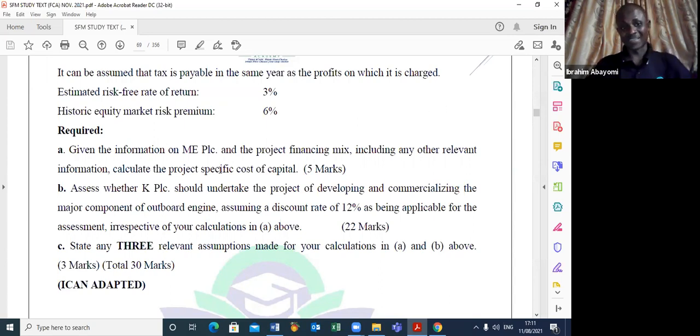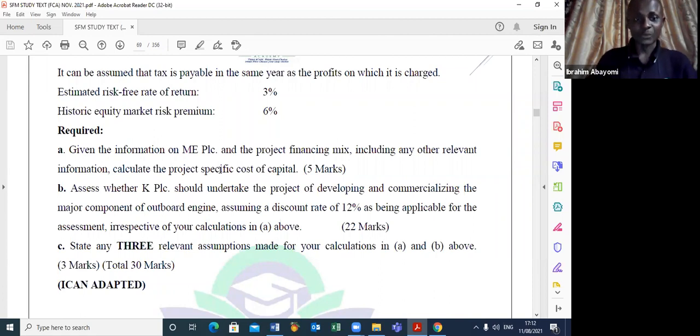So let's now go. You can see that this has given you an insight. You know that in A, you are going to compute the project-specific cost of capital. And you already know the principle: if you want to compute project-specific cost of capital, most likely you should have a proxy company. You should obtain the proxy beta, you should ungear, you should regear, then put it in CAPM, compute your cost of equity, then go and compute the WACC. Isn't it? So that has given you insight because you already know the procedure for computing project-specific cost of capital.